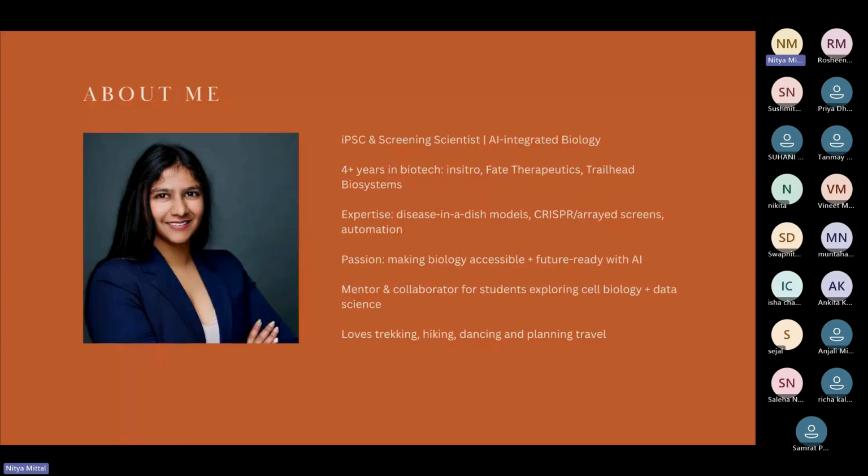I'm just going to skip all of this part, but just to mention few important things here. I love trekking, hiking, dancing, and planning travel. Planning being the key word here. I think the actual travel part is something that I enjoy a little less compared to how much I enjoyed just planning travel.